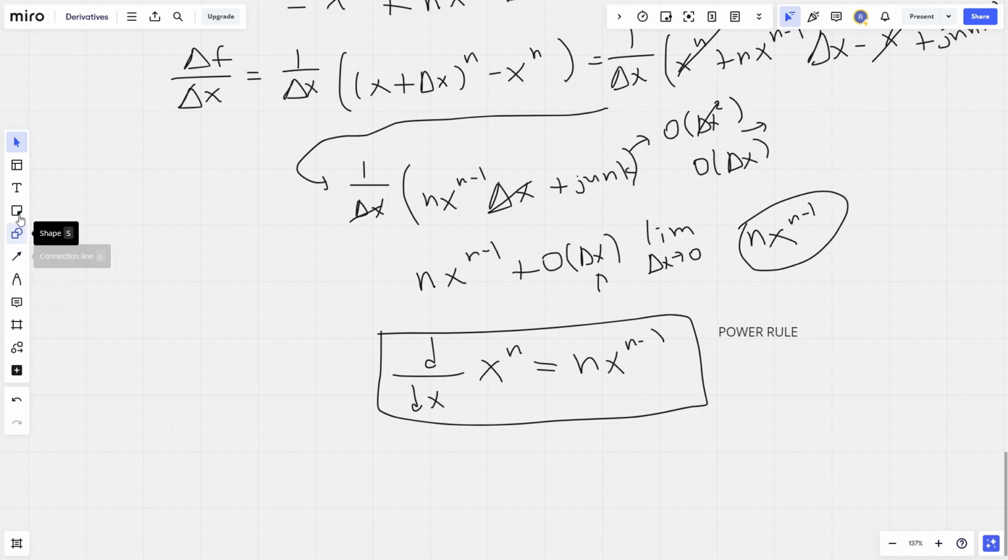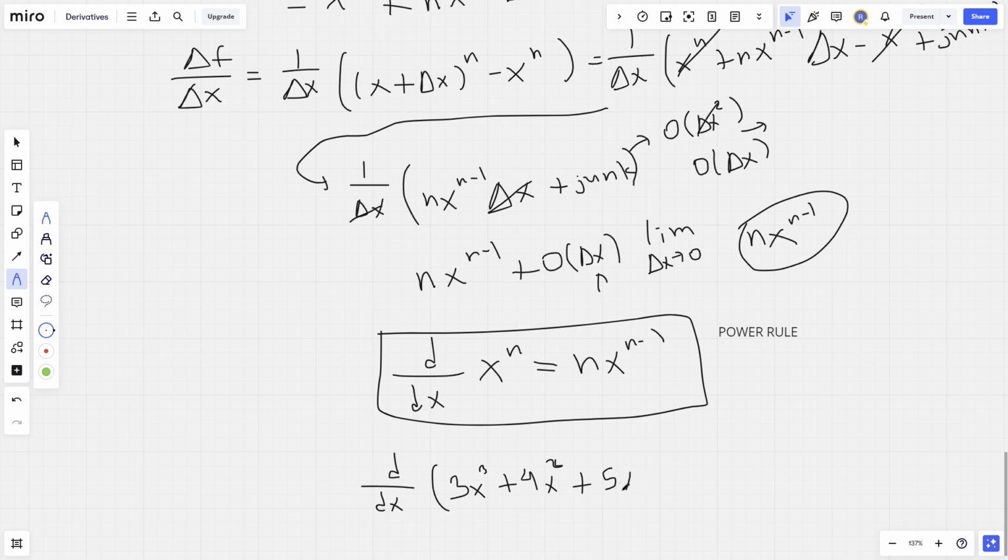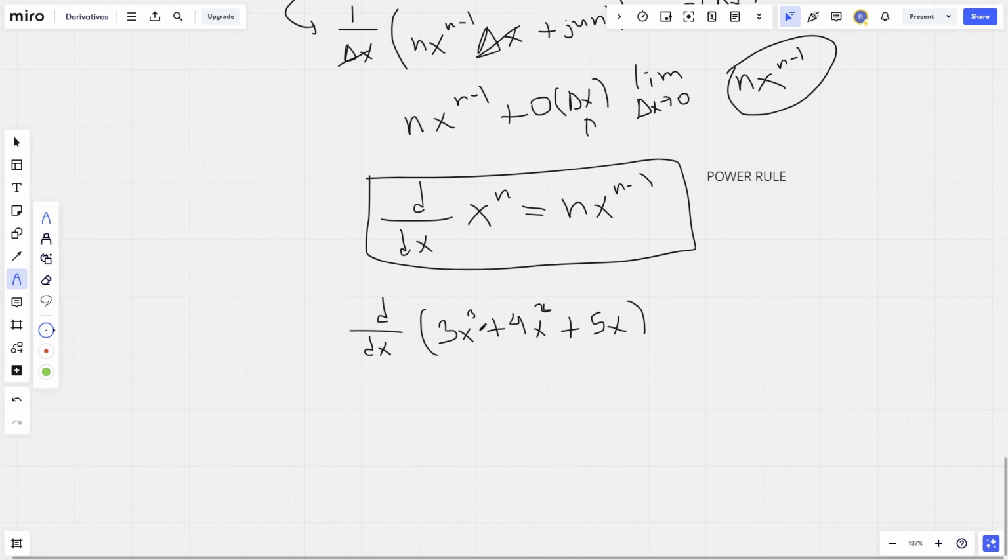So for example, if I wanted the derivative of, let's say, 3x cubed plus 4x squared plus 5x, what we do is we multiply the degree by the coefficient and subtract 1 from the degree. So this turns into 9x squared plus 8x plus 5. And that's the derivative of this.